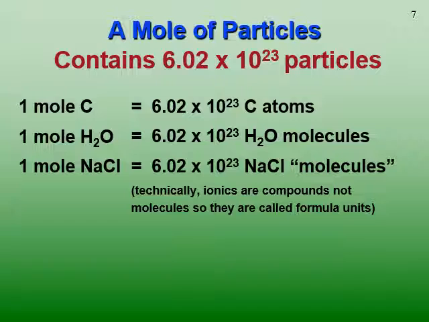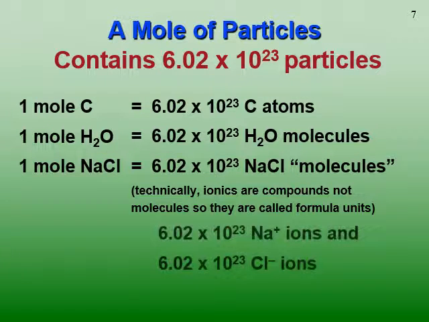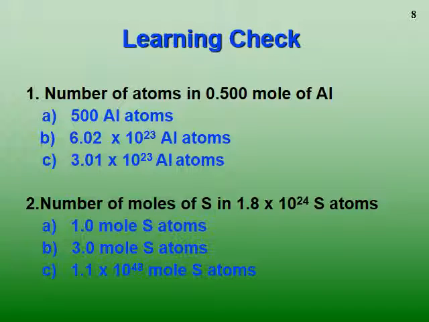I put those molecules in quotation marks because technically ionic salts are compounds, not molecules, so they're called formula units. Remember from our structure and bonding lessons that it's pretty much a ratio of the sodium ions and the chloride ions. So you'd end up with 6.02 times 10 to the 23 sodium ions in combination with 6.02 times 10 to the 23 chloride ions. Here's a quick learning check to make sure you're on the right track.